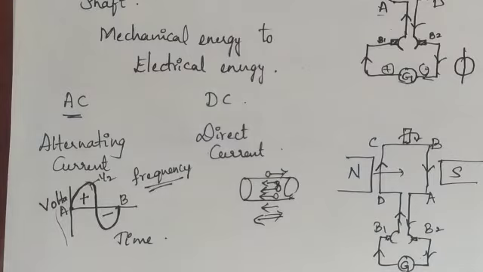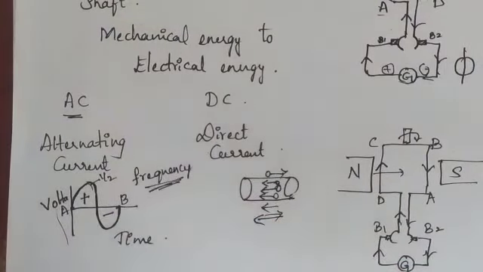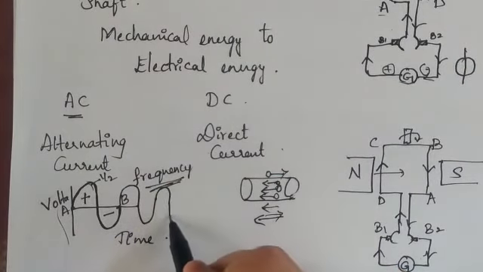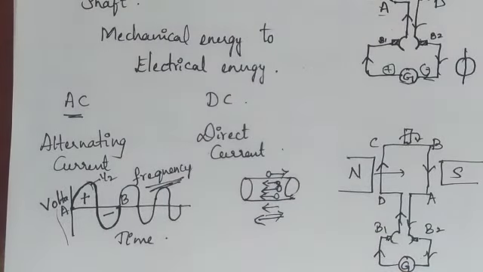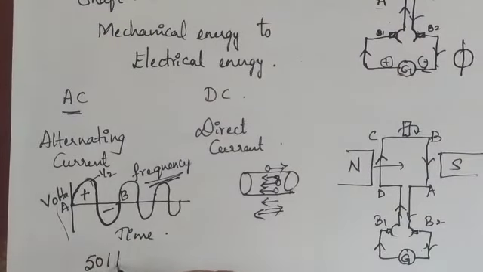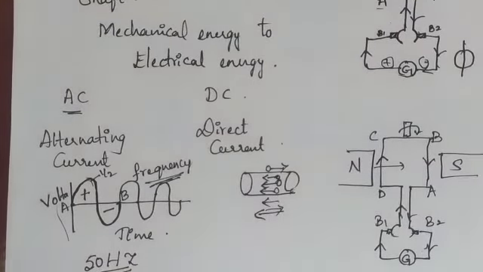Frequency is nothing but one complete cycle in a given time. In 1 second, how many cycles it has completed, that we represent as the frequency. So this may continue here. This is another cycle. This is another cycle. Like this, how many cycles? So frequency is nothing but the number of cycles per second. In India, the frequency is 50 hertz. Hertz is the unit for frequency here.